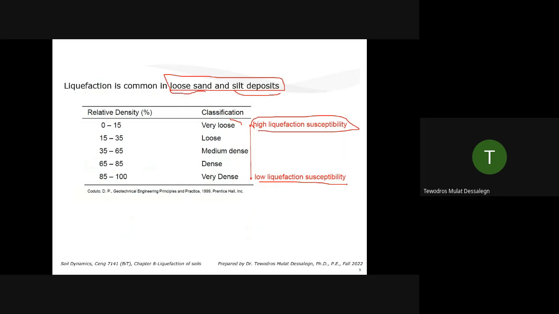So here is a question. Why is denser soil less susceptible to liquefaction? Why, if it is dense, do we have low susceptibility for liquefaction? That's what I'm saying in these arrows. The denser a soil is, or let's say this is a sand soil, the lower the liquefaction susceptibility. Why is that?